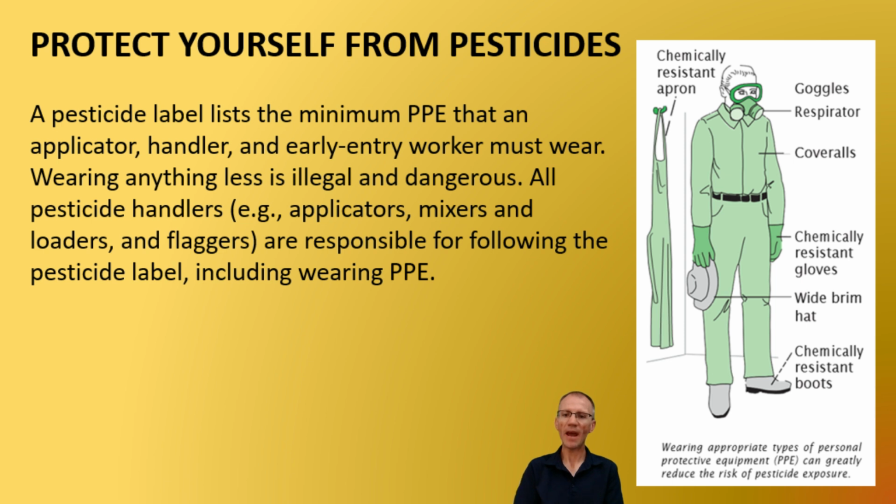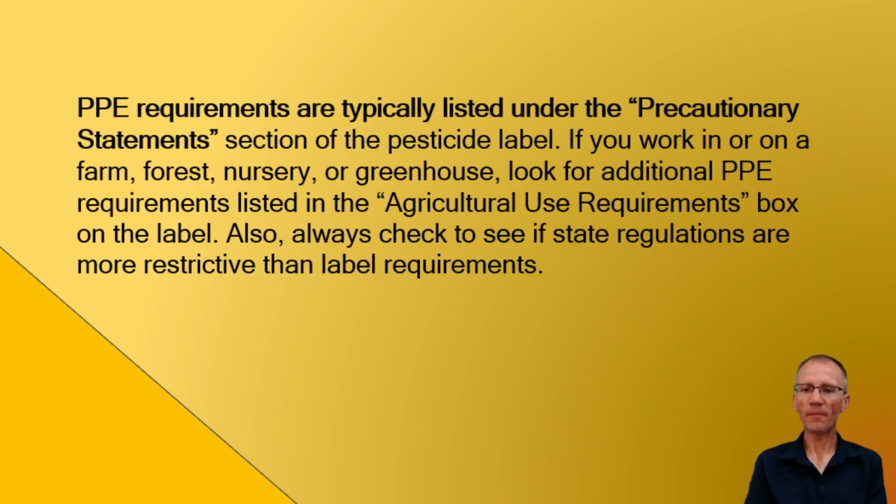It's never going to be a bad thing to overuse PPE. It's only going to help keep you safer. PPE requirements are typically listed under the precautionary statements section of the pesticide label. If you work in or on a farm, forest, nursery, or greenhouse, look for additional PPE requirements listed in the agricultural use requirements box on the label. Also, always check to see if state regulations are more restrictive than label requirements.